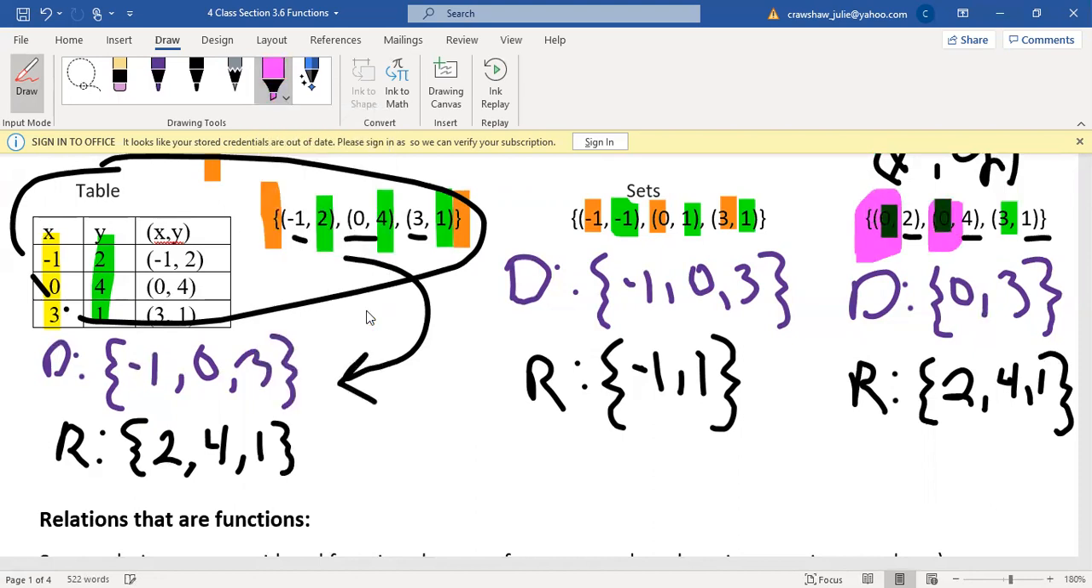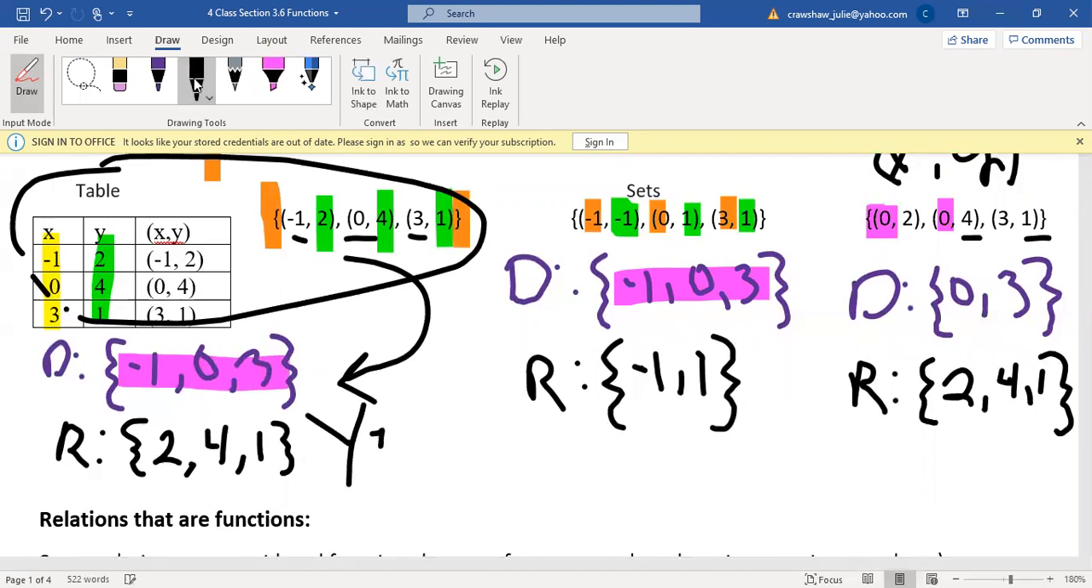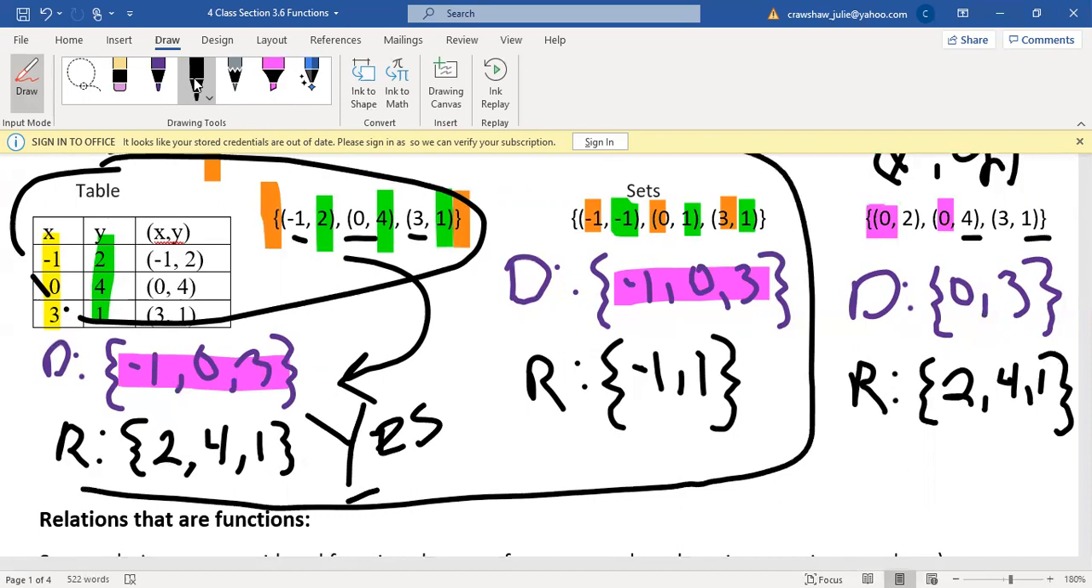Oops, can't even see it now that I left it out. But notice that my x's over here repeated. All of these x's were unique. So the first two, these are functions, or actually I should say three. And then this last one is not a function. They're all relations, just the one on the far right is not a function because the x's repeat.